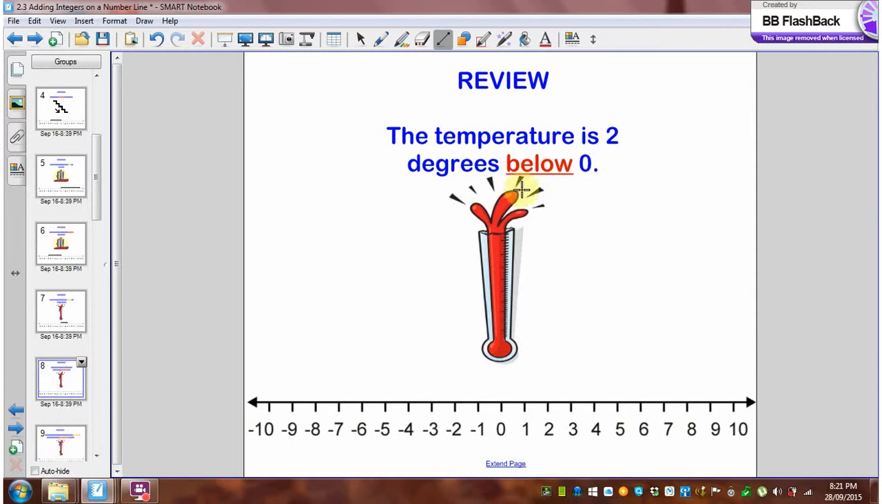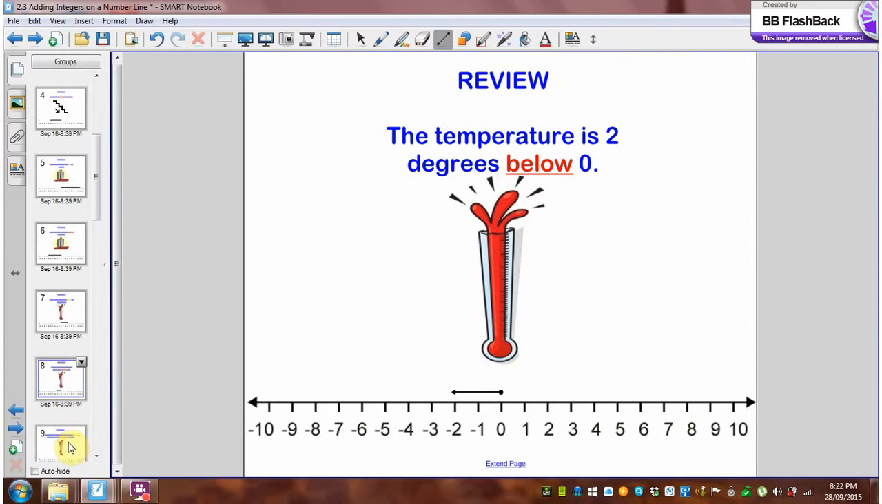Okay, this one is written a little bit differently. The temperature is 2 degrees below 0. So again, we're just going down 2 degrees. It's 2 degrees below 0. Start at 0, and we go down 2.